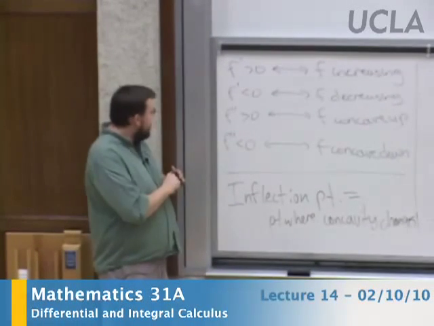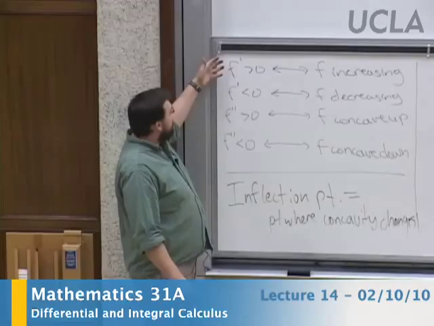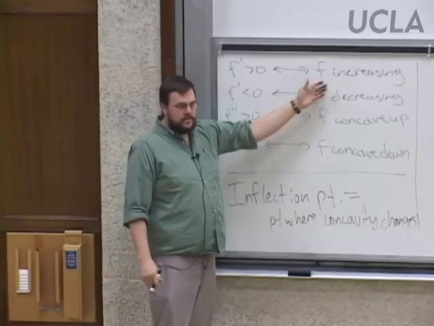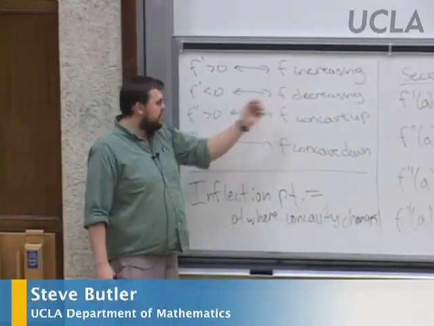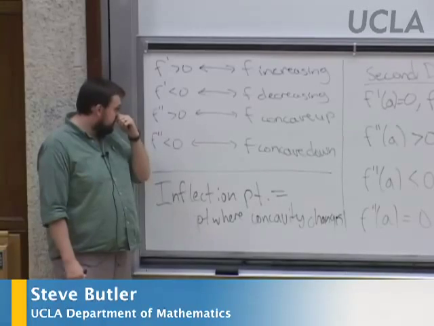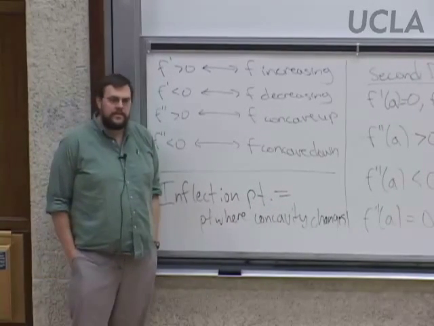All right, so let's talk about important things for review. If the derivative of a function is positive, that corresponds to a function increasing. If it's negative, it corresponds to a function decreasing. So in other words, information about the derivative gives us information about the function. But also information about the second derivative gives us information about the function.